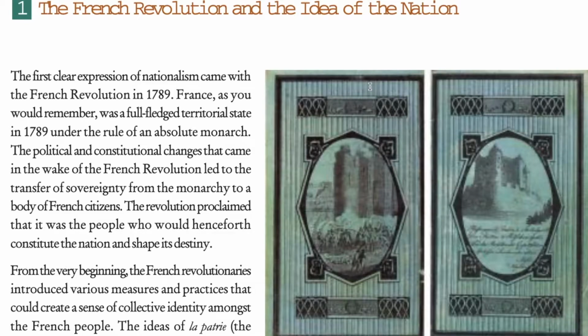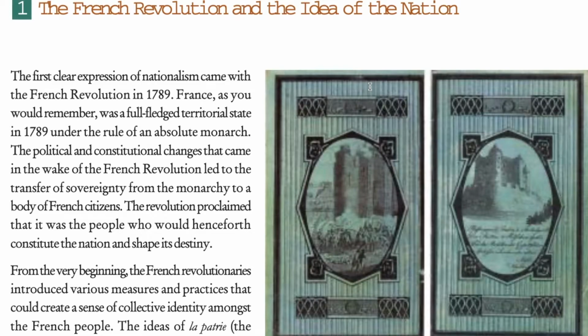The first clear expression of nationalism came with the French Revolution in 1789. France, as you would remember, was a full-fledged territorial state in 1789 under the rule of an absolute monarch. The political and constitutional changes that came in the wake of the French Revolution led to the transfer of sovereignty from the monarchy to a body of French citizens. The revolution proclaimed that it was the people who would henceforth constitute the nation and shape its destiny.